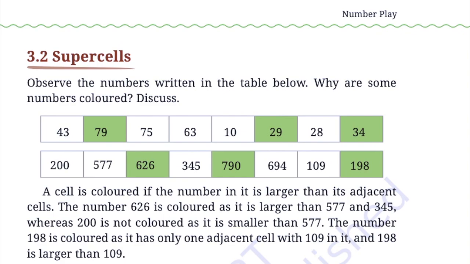प्यारे बच्चों. So today we are going to learn about super cells. This is the next topic in chapter 3, super cells. Observe the numbers written in the table below. Why are some numbers colored? Discuss. We have to discuss why some numbers are colored.